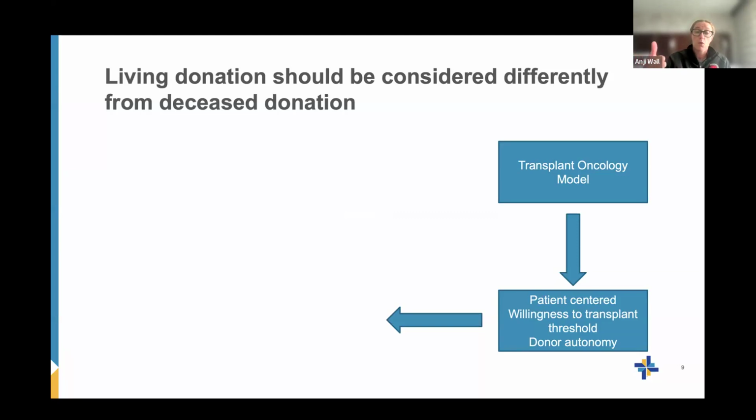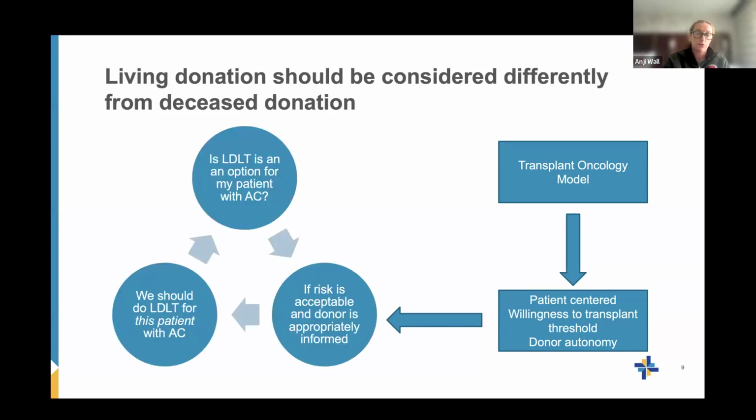So when I conceptualize the ethics of living donation, it's more of a transplant oncology model. Patient-centered: what is the benefit of all the different options? Willingness to transplant threshold: is there acceptable risk to utilize a living donor graft in this particular situation, based on three things? First, transplant center risk threshold. Second, potential recipient outcome as compared to other options. And the third is the donor's understanding of the risk to both themselves as well as the outcome of the recipient. And then obviously that goes into donor autonomy.